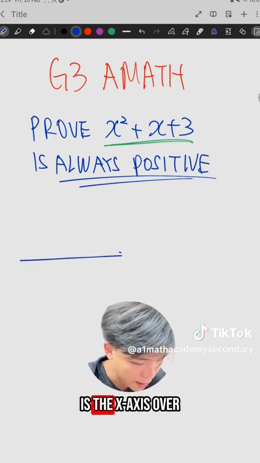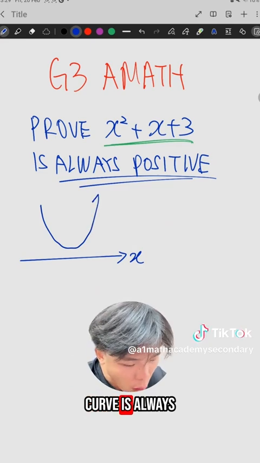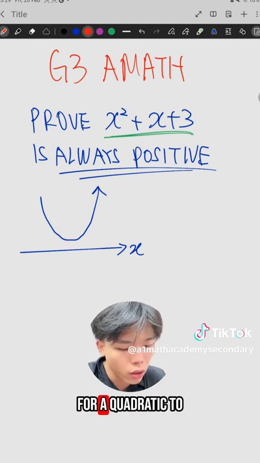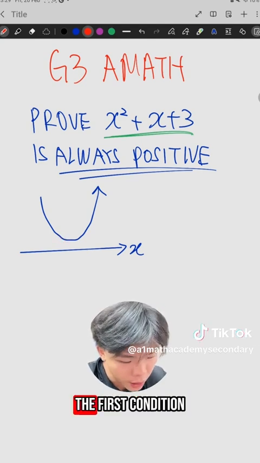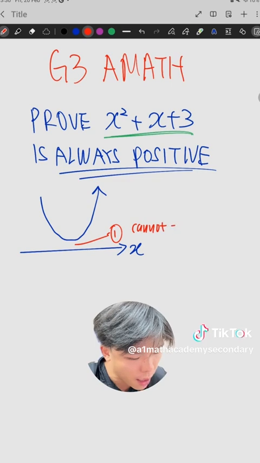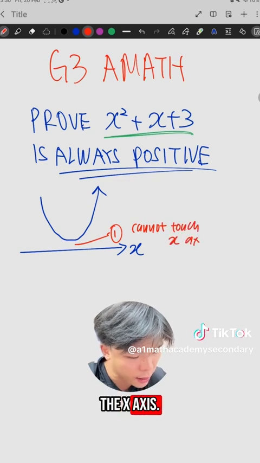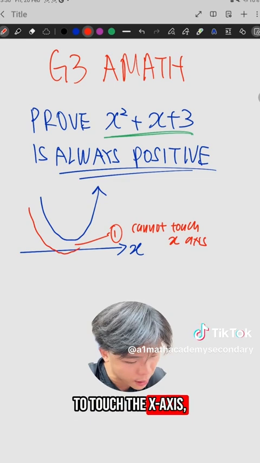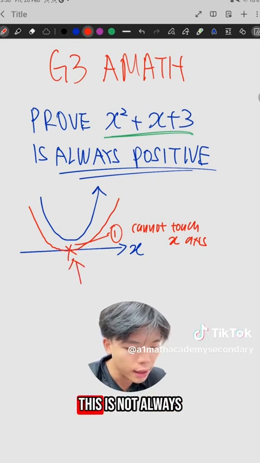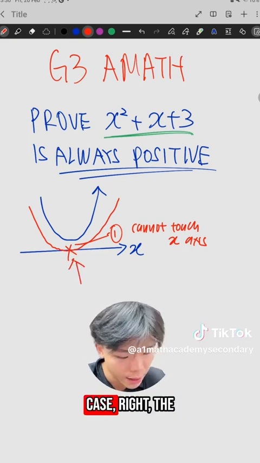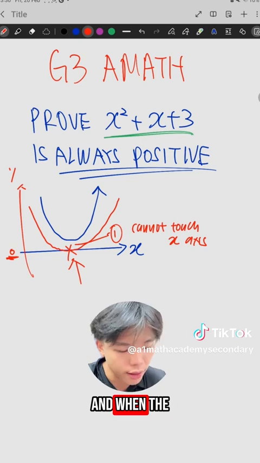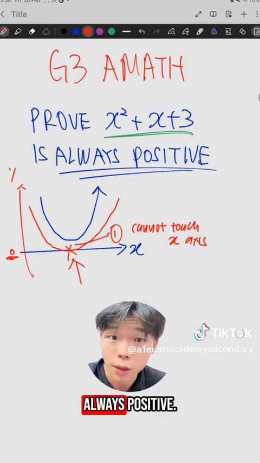So imagine this is the x-axis over here. The quadratic curve is always above, right? And we can see that for a quadratic curve to be always positive, the first condition is that it cannot touch the x-axis. Because if it were to touch the x-axis, let's just assume that I'm going to draw another graph over here, and let's say it touches the x-axis. This is not always positive already, because in this case the y value can be 0, and when the y value is 0, we wouldn't consider this always positive.